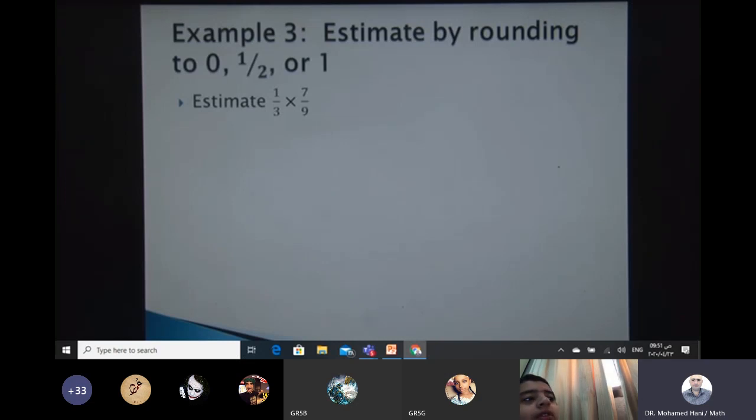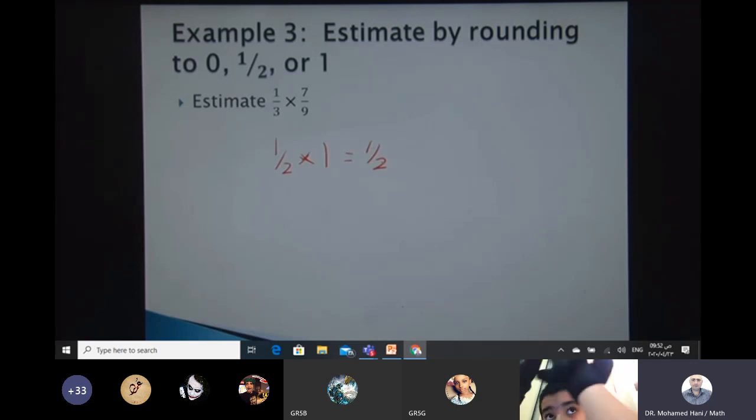So what you're going to do is you look at the number and say, what will be the best way to round it to get my answer? Well, 1/3 is close to 1/2. 7/9 is close to 1 because it is closer to 9 than it is to 4.5. So 7/9 is closer to 1. So 1/2 times 1, well, anything times 1 is itself, so 1/2 times 1 would be 1/2. So this would be about 1/2.